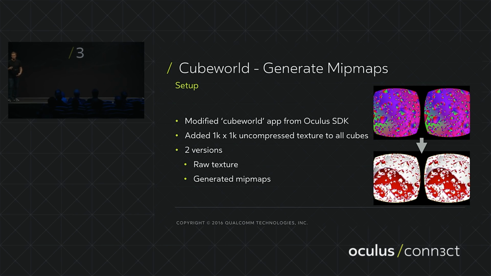So again, we took Cube World and added a 1K by 1K uncompressed texture to all the cubes, and we created two versions of this app. One used the raw texture and one used the generated mipmaps.